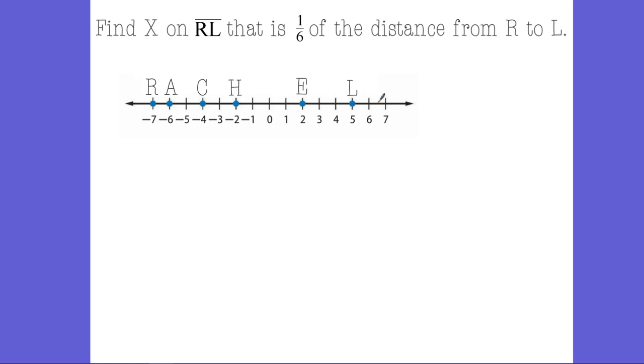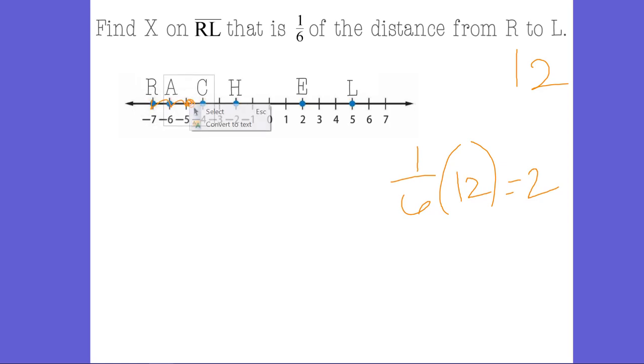So the total distance from R to L is 12, and then 1/6 of 12 is 2. So that means that X is going to be 2 units away from R. So if R is at -7, then this point X is going to be at -5. So here's X.